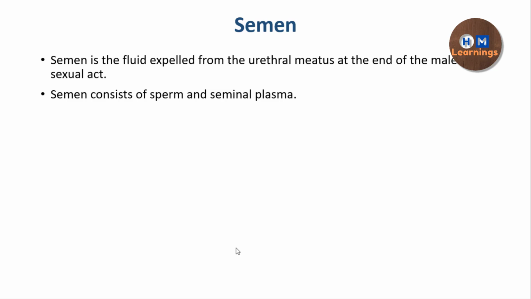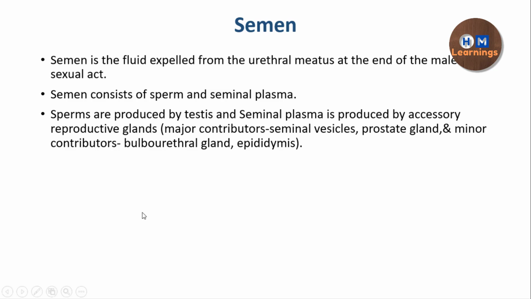So what does the semen consist of? It consists of sperm and seminal plasma. So now we already know that sperms are the ones which are produced by the testes, and the seminal plasma is the one which is produced by the accessory reproductive glands and the ducts, in which the major volume is being contributed by the seminal vesicles and the prostate gland, and only a small fraction of the volume is being contributed by the bulbourethral gland and the epididymis.